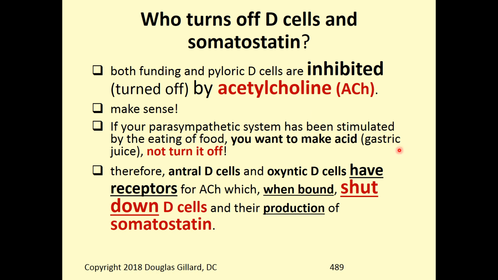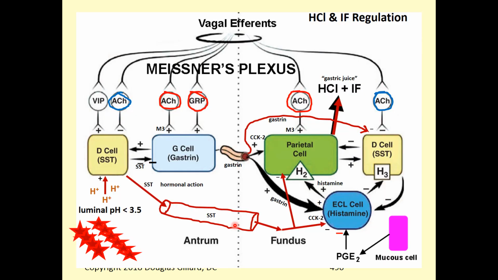Who turns off the D cells in somatostatin flow? Both fundic and pyloric D cells are inhibited, as we said before, by acetylcholine. So if there's no tiger chasing you, you've just eaten a meal, you need to release gastric juice to get everything working. And so you don't want the inhibitor, you don't want somatostatin flowing, right? You need that shut off. So acetylcholine not only turns on parietal cells and everything else we talked about, but it binds to D cells and turns them off as well. Pretty simple, right?